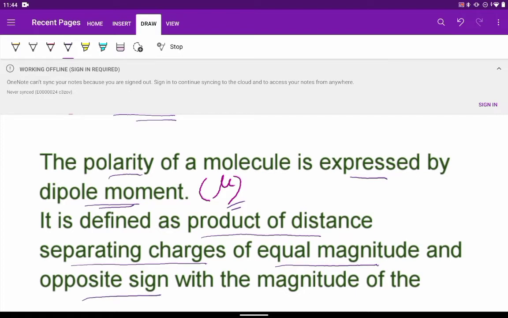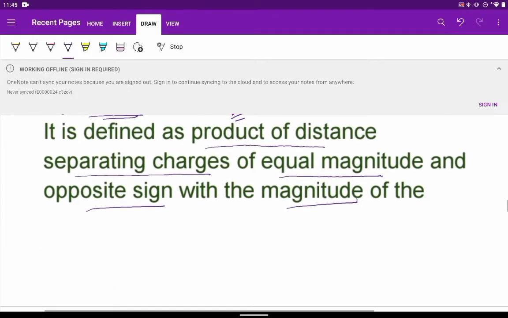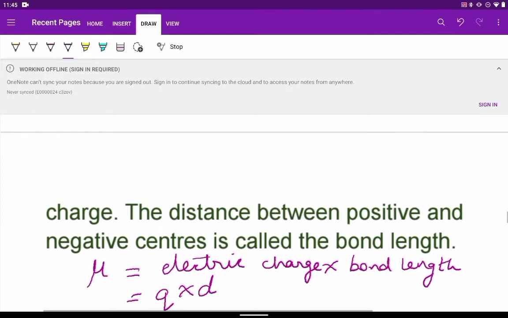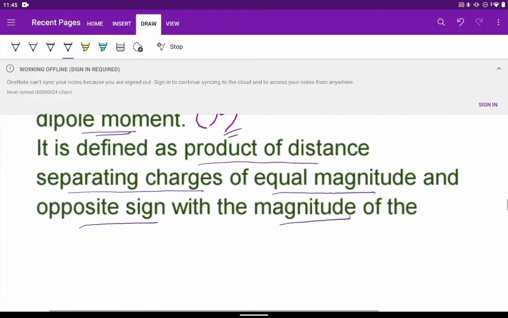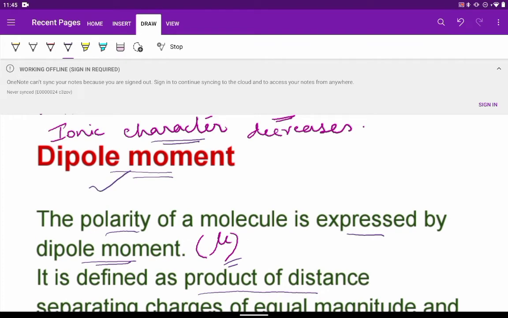As we have seen in HF, hydrogen develops a positive charge, fluorine develops a negative charge. Both will be equal in magnitude but opposite sign. So when we have to calculate dipole moment, we have to multiply the magnitude of charges and the distance between the charges. The distance between positive and negative centers is called the bond length. So we have to multiply bond length and electric charge, that is Q into D. We get mu. So with this we have calculated what we call the dipole moment. We designate it by mu.